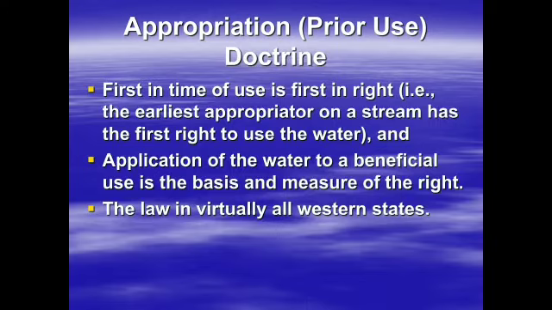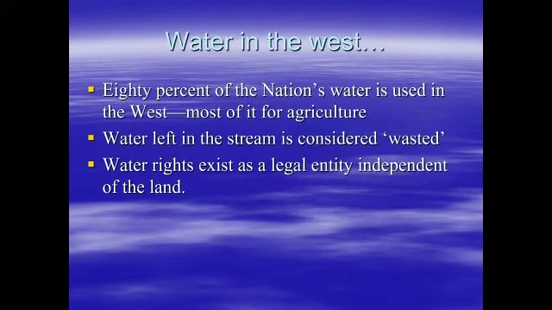The prior appropriation doctrine: the first person to use the water from the stream has the first right. The application of the water to beneficial uses is the basis of the measure in virtually all the western states. Water use in the West is mostly for agriculture. Leaving water in a stream is considered waste, and water rights are a legal guarantee tied to the land.